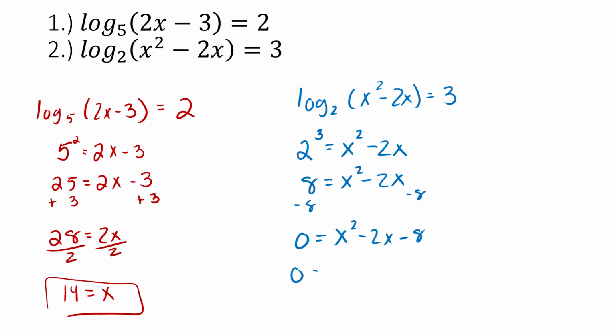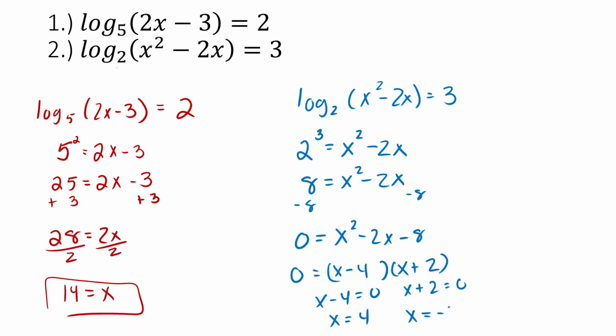And this is factorable. I need two numbers that multiply to -4 but add up to -2, and that would be -4 and +2. So x minus 4 is equal to 0. Add 4 to both sides, we get x is equal to 4. x plus 2 is equal to 0. And subtract 2, and we get x is equal to -2. Now, we do need to check this.